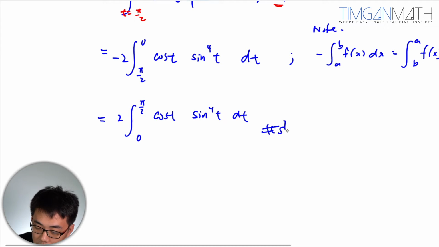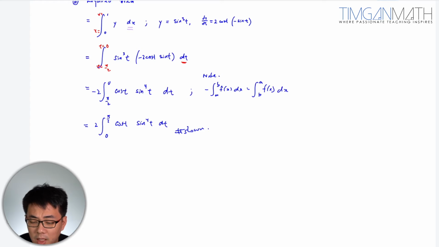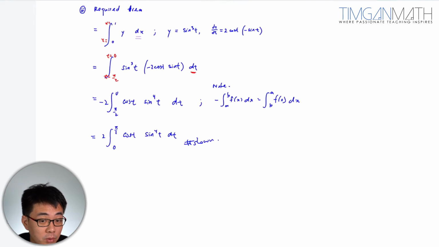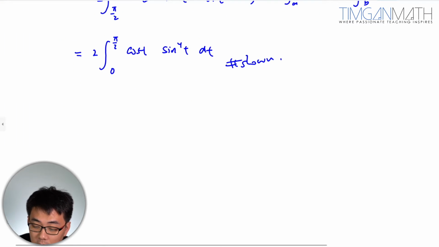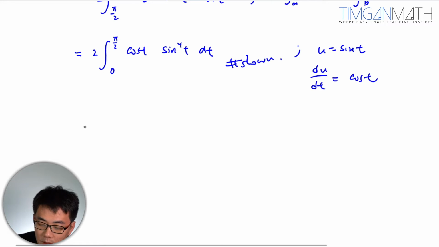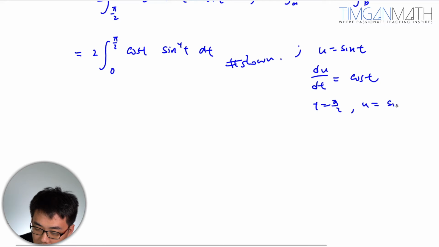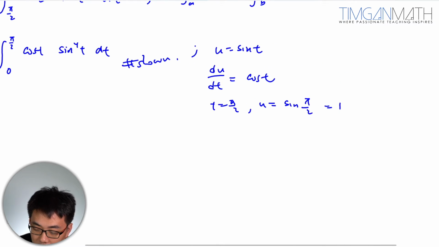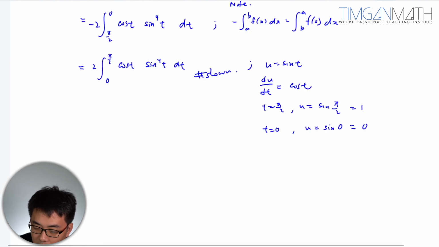So this is shown. Of course, if you can't show this, it's fine. Just make sure you do the subsequent part, which is using the substitution u equals sine t. Okay, so du dt here will just be cosine t. So I'm going to just replace this. So when t equals pi over 2, u equals sine pi over 2, which is actually just 1, right? Yeah, then when t is equal to 0, u is equal to sine 0, it's just 0. Okay, so just take note.